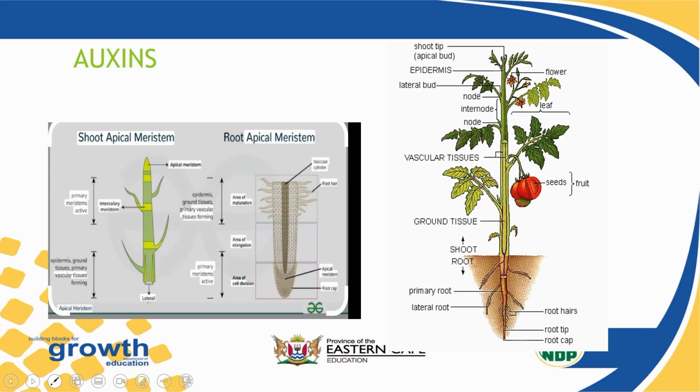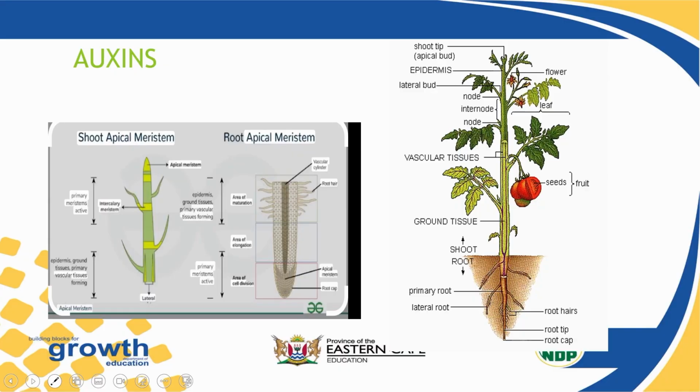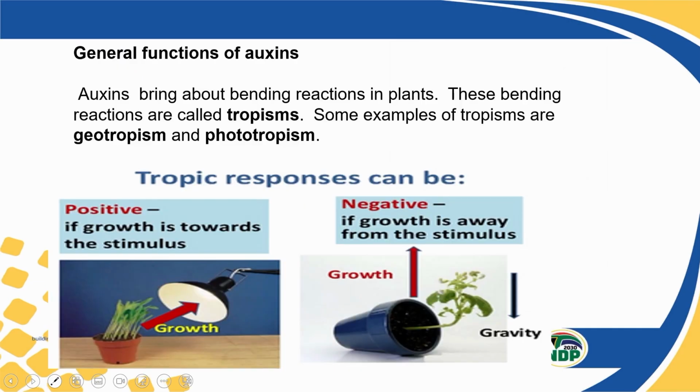And remember, we have said that hormones work where they are located or where they are highly concentrated, more especially in stems. Then we have said that one of the things that we need to know is the function of these hormones. Then we'll start with the auxins. We already know the location of auxins. We have said that auxins are located at the tip of the stem as well as the tip of the what? Of the root.